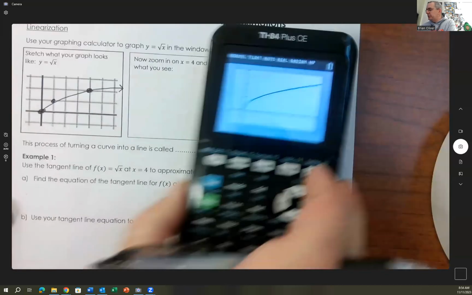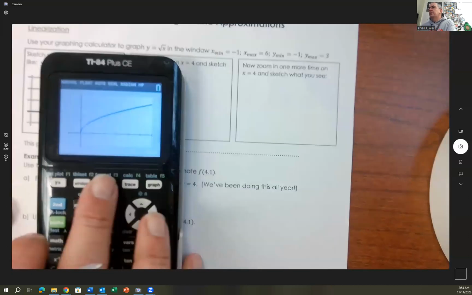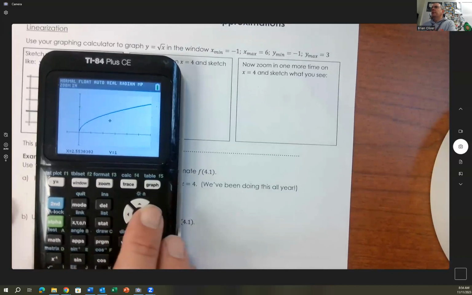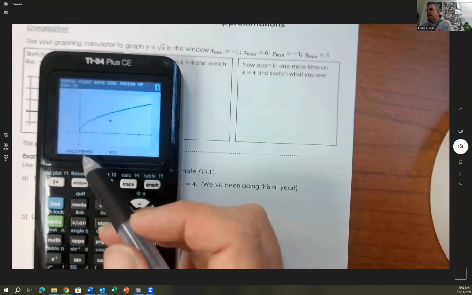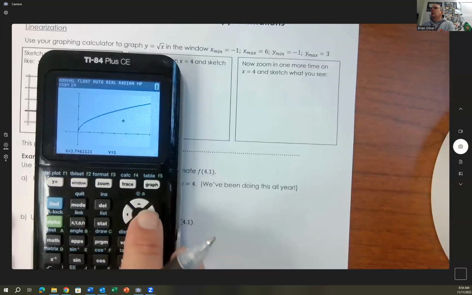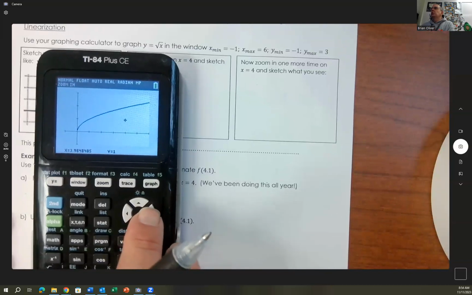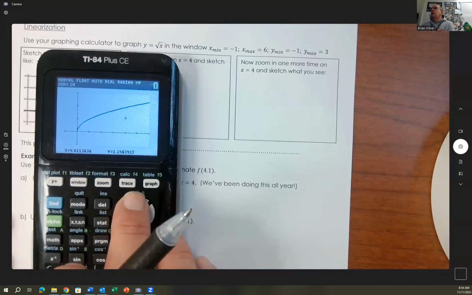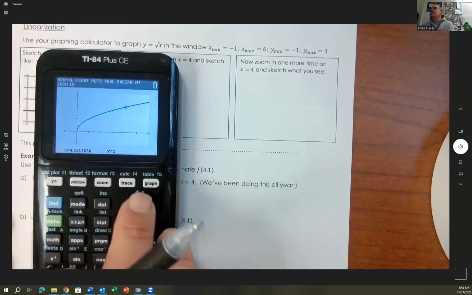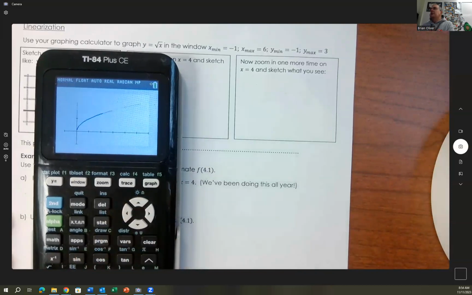Now I want to zoom in when x is 4. So I'm going to hit the zoom button and zoom in. I'm going to put this little target button. If I look down here at the bottom, I want to get when x is 4. So I'm going to zoom in here. Okay, it's pretty close to 4. I want to get it on the graph itself. So there we go. I'm going to hit enter.